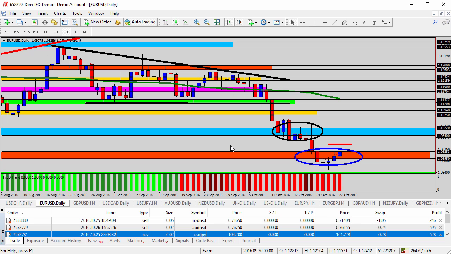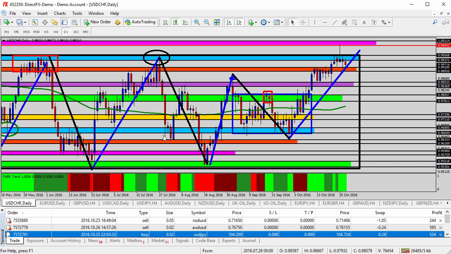If it's positive for the U.S., I think we'll be looking to go short again here on the euro dollar. If it's negative, maybe we'll look for a little bit of a bump higher for this currency pair. Which leads us over here to the USDCHF, the dollar franc.